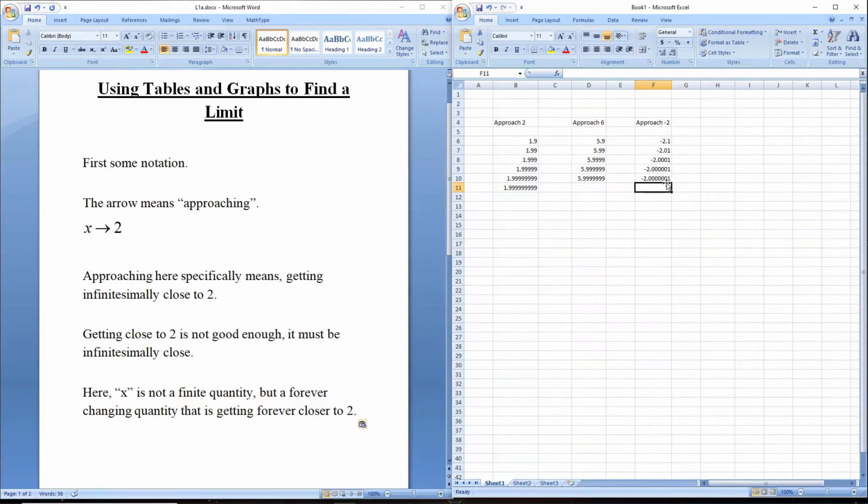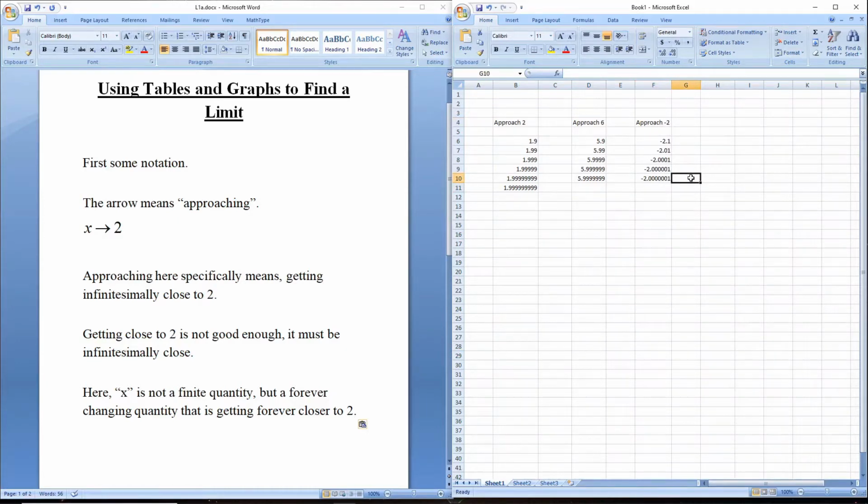Something else that's important to notice here is that when I approach 2, the numbers never actually become 2. And this is part of what approaching means. Approaching means you get forever closer. It doesn't mean you become it. It only means you get forever closer. So when I approach 2, we never actually get to 2. When we approach 6, we actually never get to 6. And same with minus 2. As we approach minus 2, we actually never get to minus 2.